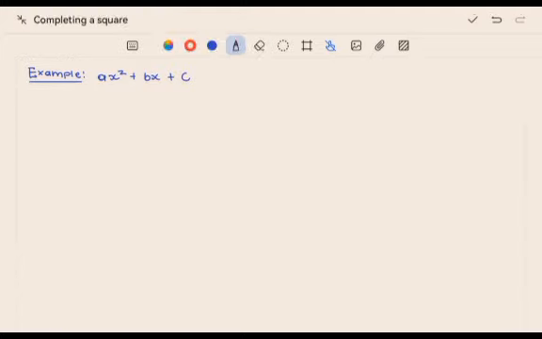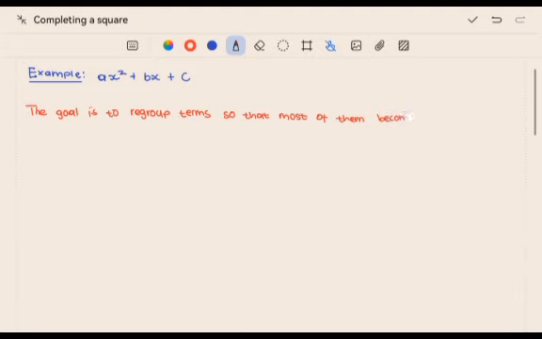So when completing the square, the goal is to regroup terms so that most of them become a perfect square.